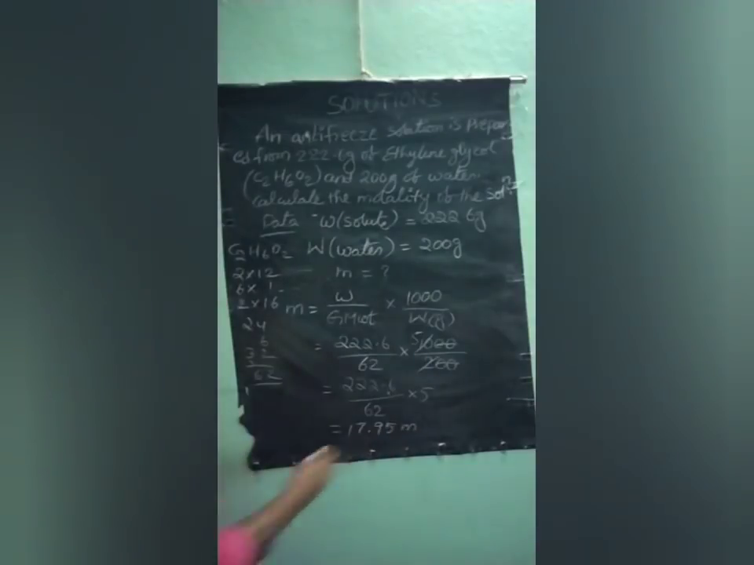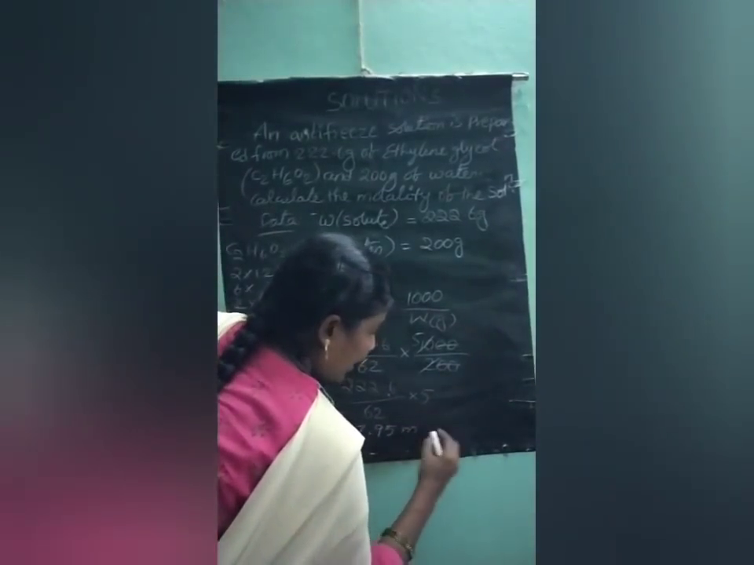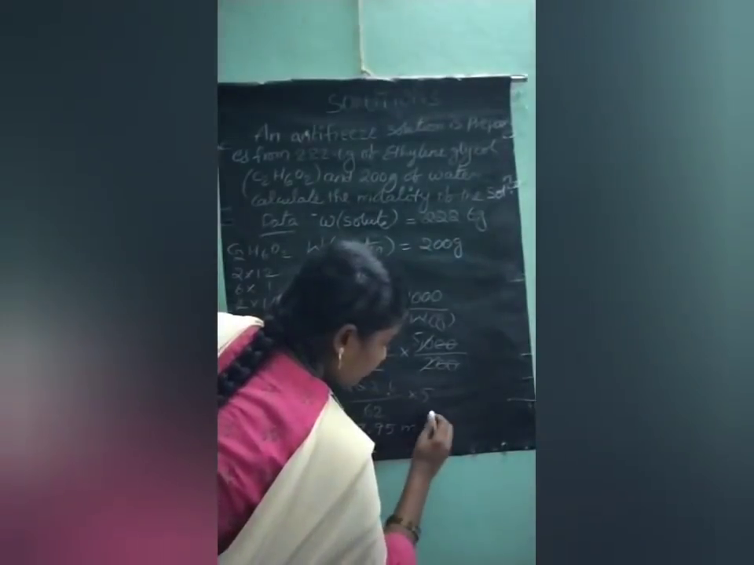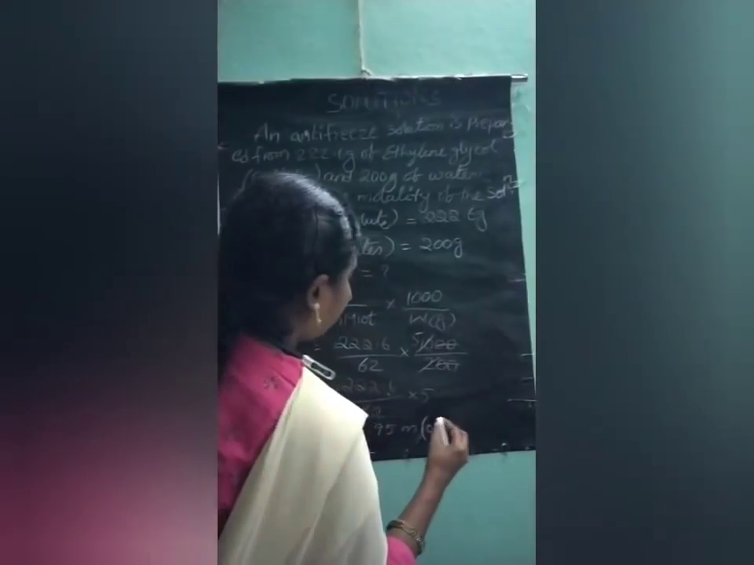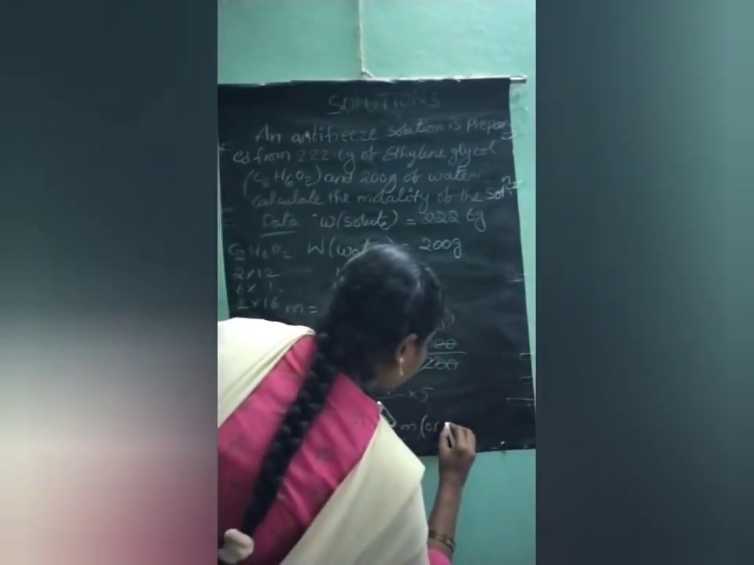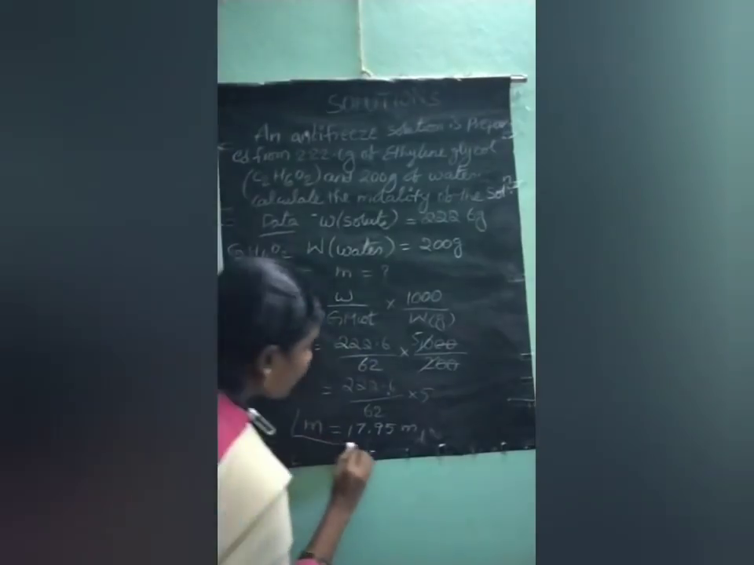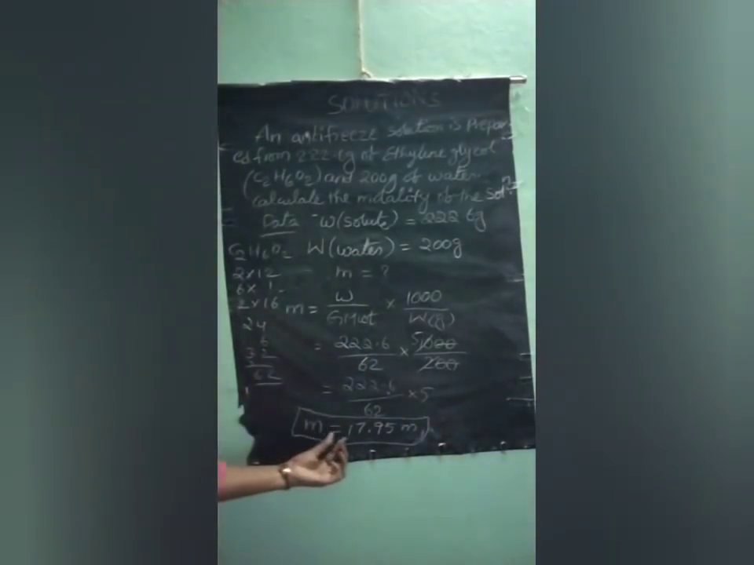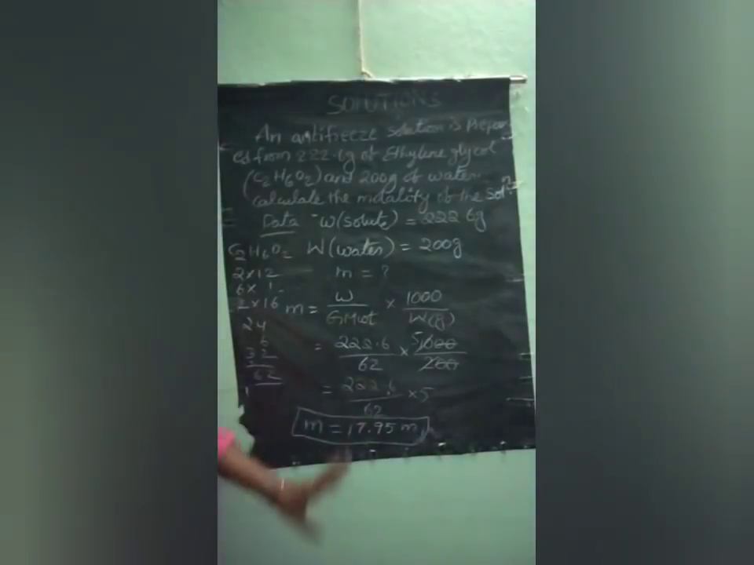So the unit of molality is m. So molality is equal to, we get the answer, 17.95 molal. This is the formula problem. Okay. Is it clear? Do you understand?